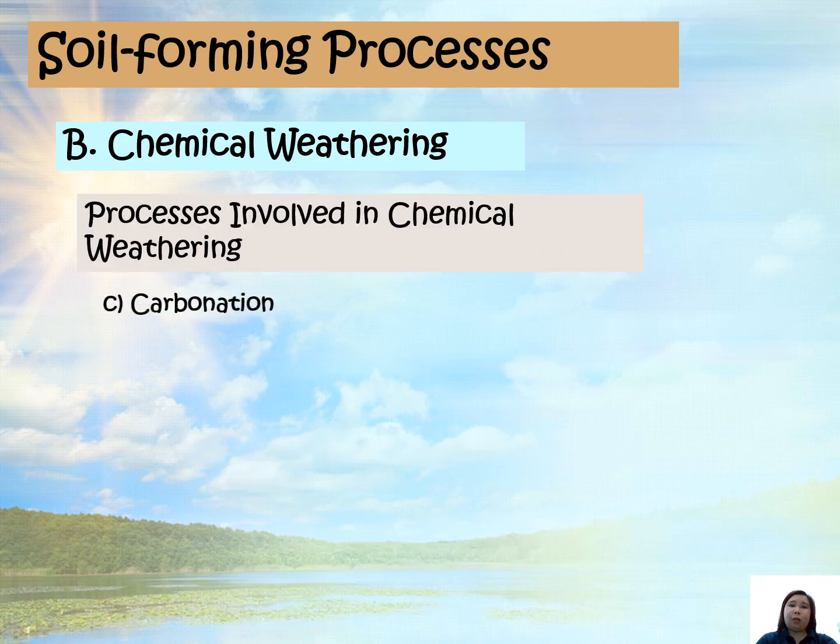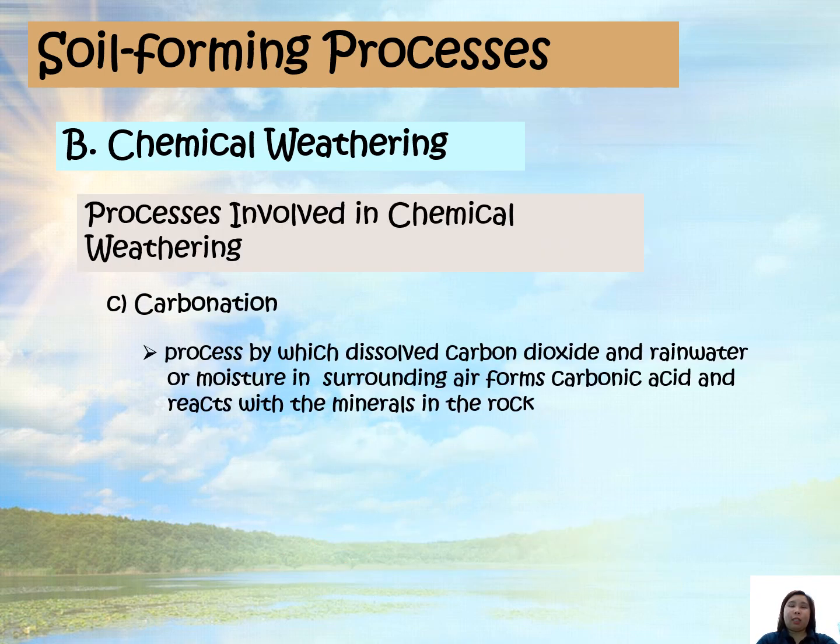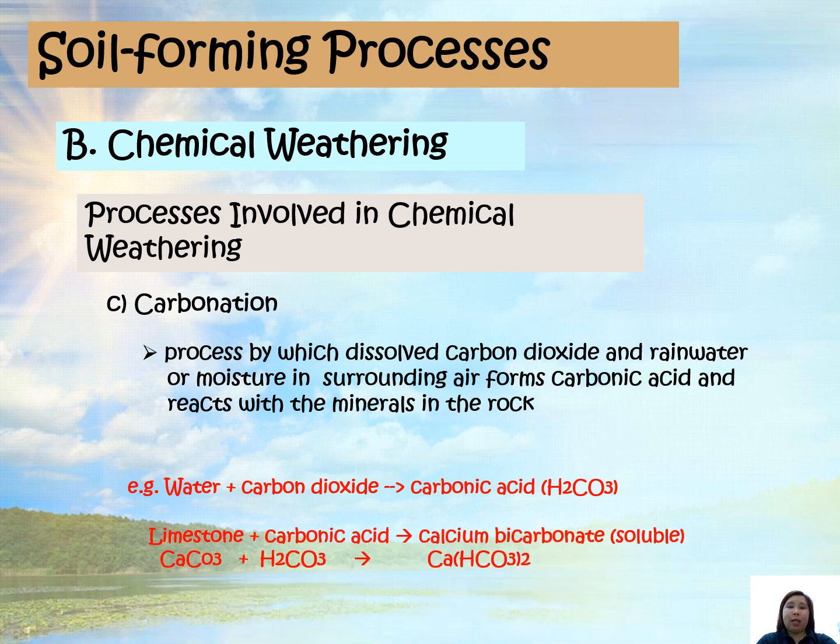We also have what we call carbonation. It is the process by which dissolved carbon dioxide in rainwater or moisture in surrounding air forms carbonic acid and reacts with the minerals in the rock. For example, when rainwater reacts with carbon dioxide, it will form the carbonic acid. And when carbonic acid reacts with limestone, this will form calcium bicarbonate, which is soluble.